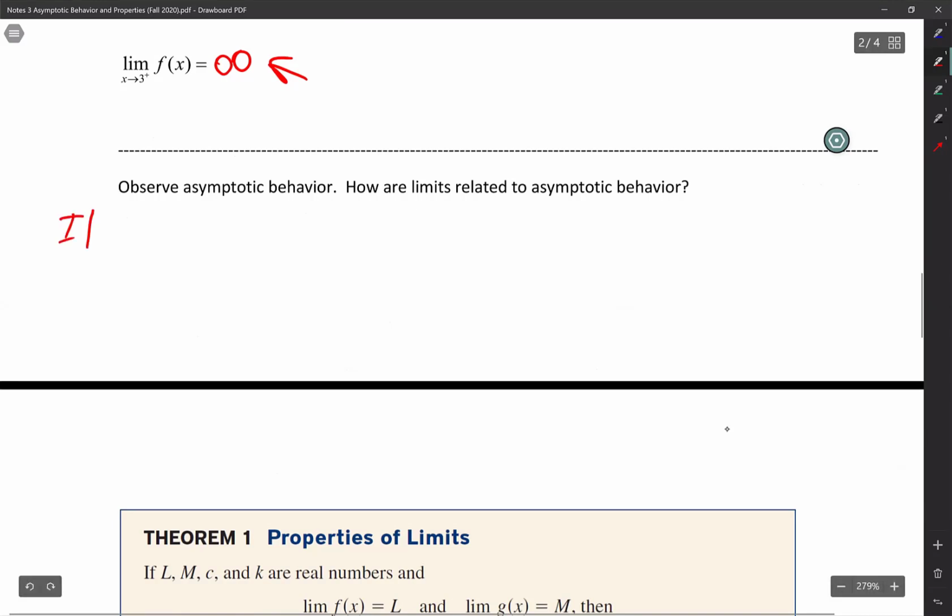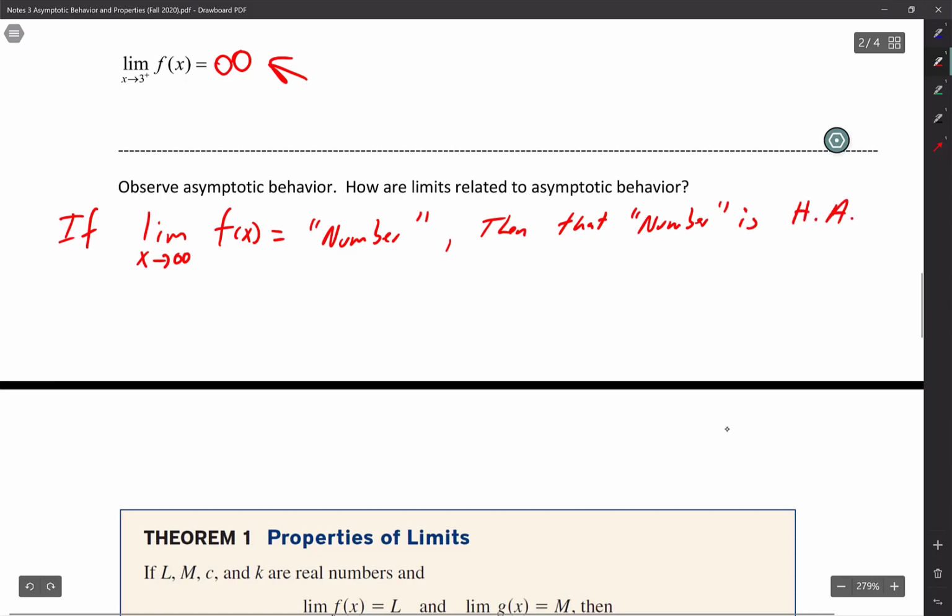If the limit as x approaches infinity of some function equals a number. Usually they use the letter C or L. You know what? I'm not going to use C because we use C for vertical asymptote. So I'm just going to say equals some number. If the limit as x approaches infinity equals some number, then that number is a horizontal asymptote. Not only for positive infinity, you can also check it for negative infinity.